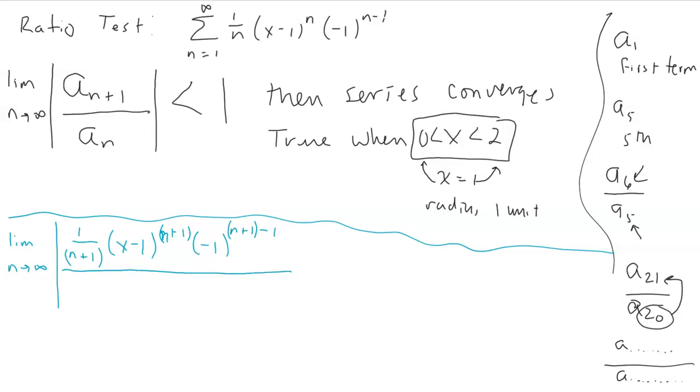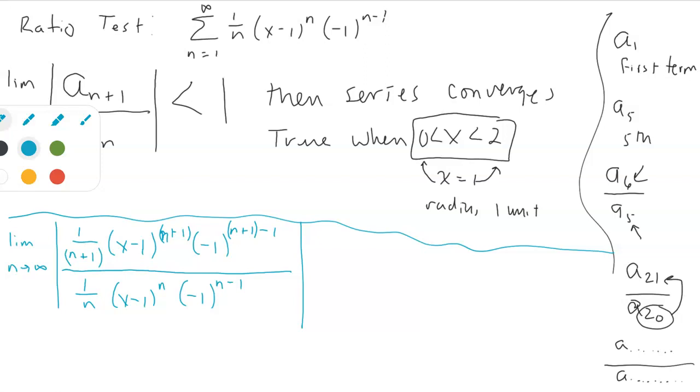Compare that as a ratio to the term a sub n. So just leave it 1 over n, x minus 1 to the n, negative 1 to the n minus 1. This formula is a formula for the nth term. That's the denominator. A sub n plus 1 is the next term, so replace all the n's with n plus 1. All right, now we just need to do some algebra to make this thing a little bit more clear.